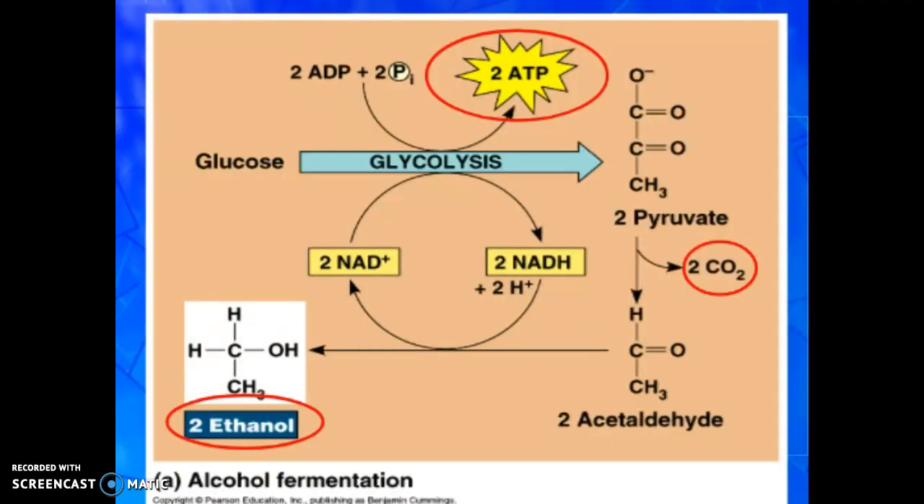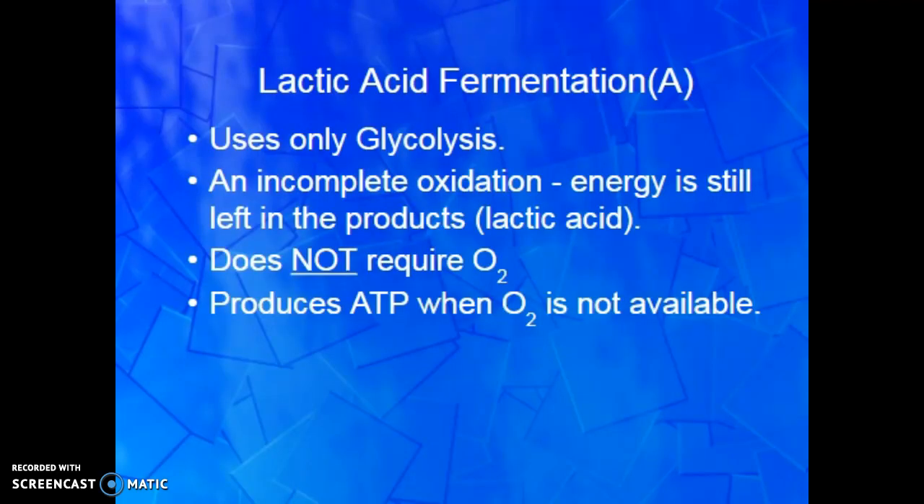So here's a diagram that shows alcohol fermentation over here. The ethanol is the alcohol that is produced. We've got glycolysis that creates pyruvate. Pyruvate is going to be converted into acetaldehyde. And then here we've got the fermentation piece of it where it's going to create the alcohol.